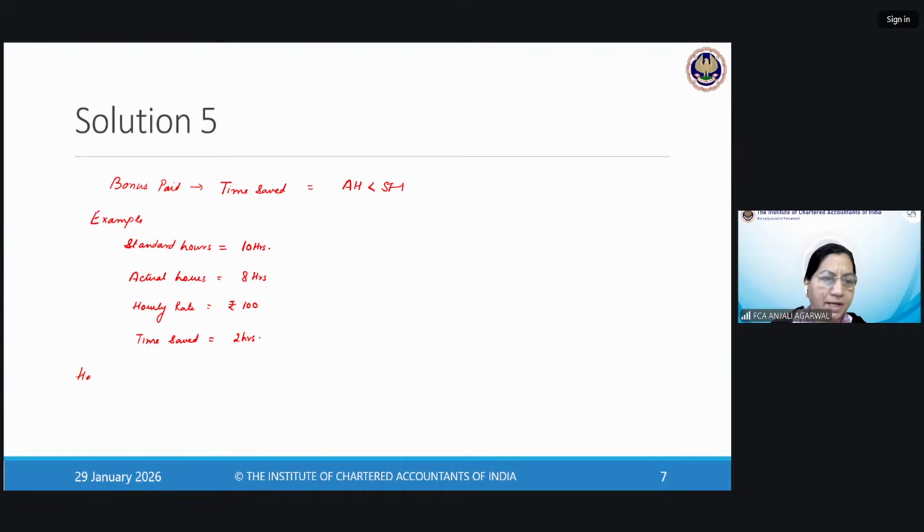So under Halsey plan, the worker will be paid how much? Actual hours worked, 8 hours into 100. This is what he is being guaranteed under the time rate plus a bonus, 50% of the time saved, 2 hours into 100. So 800 plus 100, he ends up getting 900.